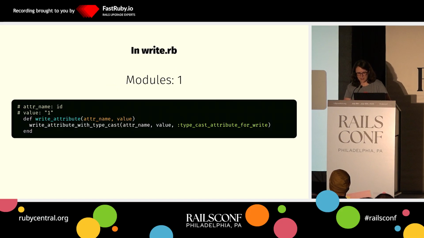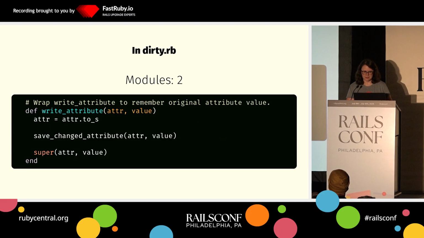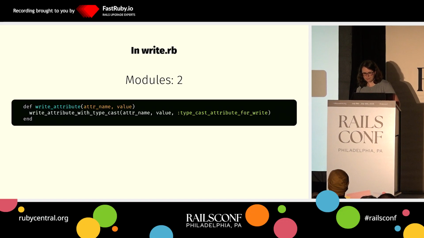Okay, so don't mind the module counter here. We're starting off in write_rb, our first module. Write_rb takes the attribute name and then the value, which would be the ID and the string 1. Oh wait, hang on, sorry. Our write attribute gets overwritten immediately in a different module, dirty. So in dirty_rb, our second module, we have write attribute again. We do some things, call super, cool. So that takes us back to write_rb.